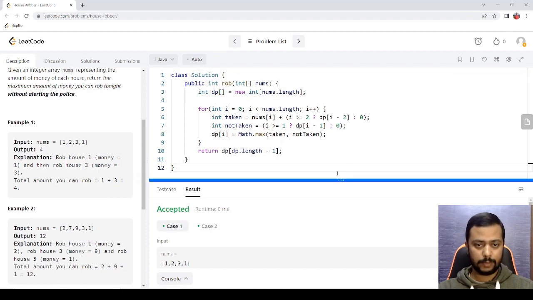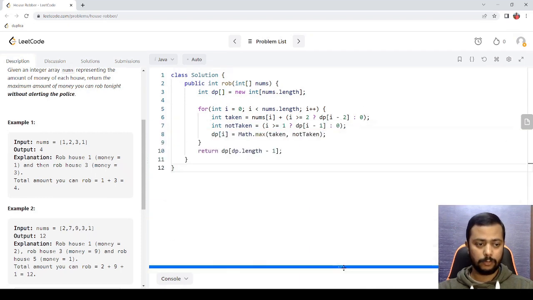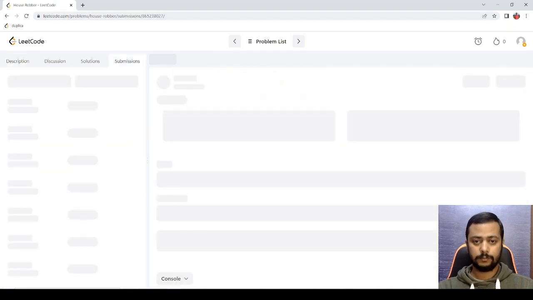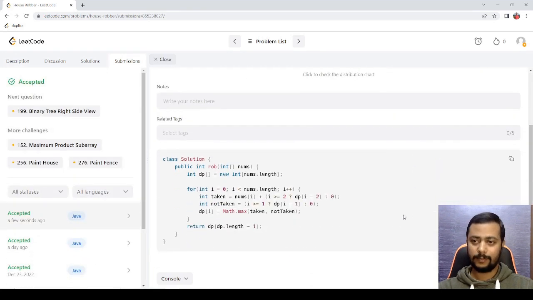Okay, so the basic cases are getting accepted. Case one was 1, 2, 3, and 1. The output we are returning is 4 and expected is also 4. And for 2, 7, 9, 3, and 1, our output is 12 and expected is also 12. So let's just hope that this works for all other cases also. I'll try to submit it now. Cool. So now all the cases are getting accepted. So our logic is fine.